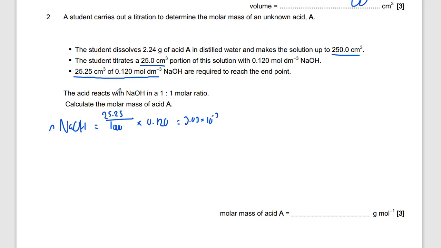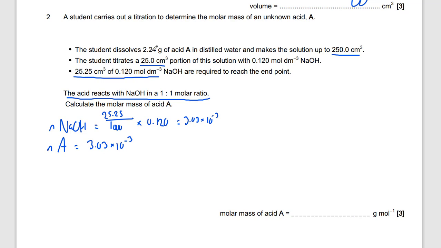Luckily, we're not given an equation, but we're given the next best thing, which is that the acid reacts with NaOH in a 1-to-1 molar ratio, which means the number of moles of NaOH is the same as the number of moles of acid A, which is 3.03 times 10 to the minus 3. And all we need to do now to work out the molar mass is use the mass here: molar mass is mass over moles. Or you would think that, wouldn't you?